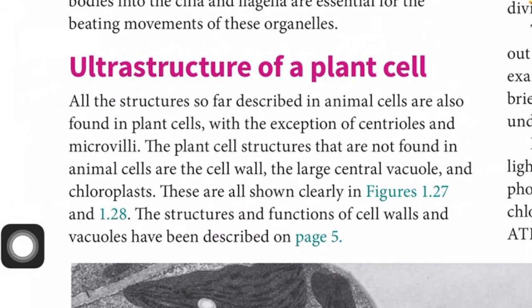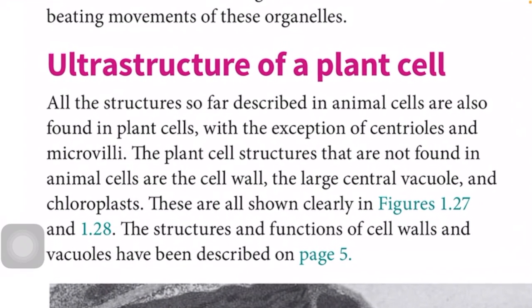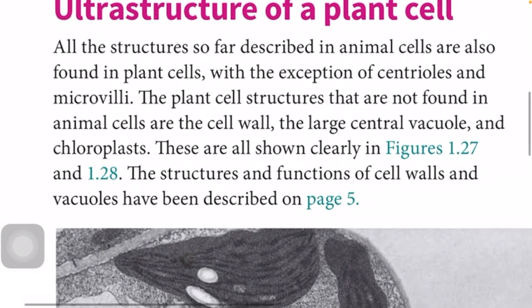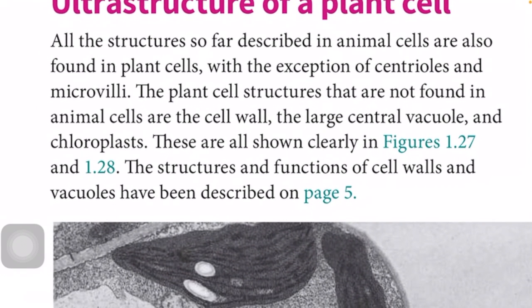Alright, so the ultrastructure of a plant cell. All these structures so far described in animal cells are also found in plant cells, with the exception of centrioles and microvilli. Okay, so centrioles and microvilli are not present in plant cells. Good information. The plant cell structures that are not found in animal cells are the cell wall, the large central vacuole, and chloroplasts. So these are special to plant cells, not present in animal cells.